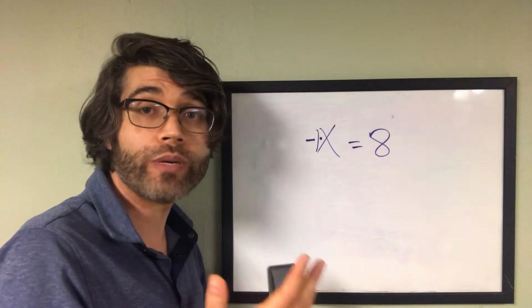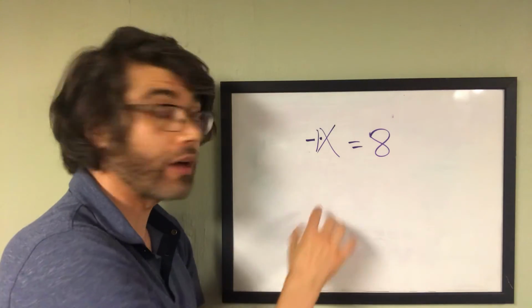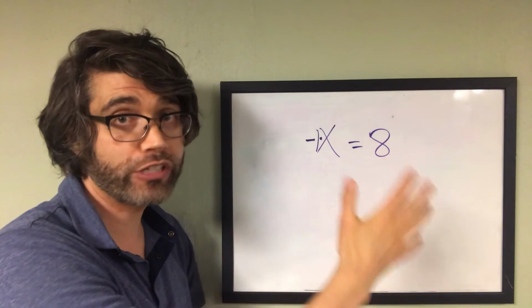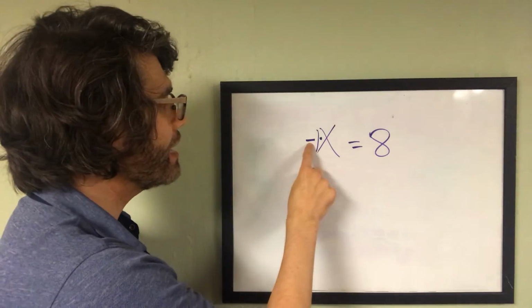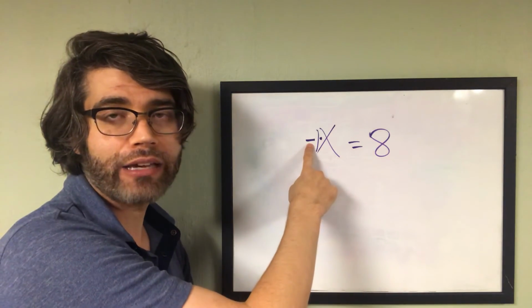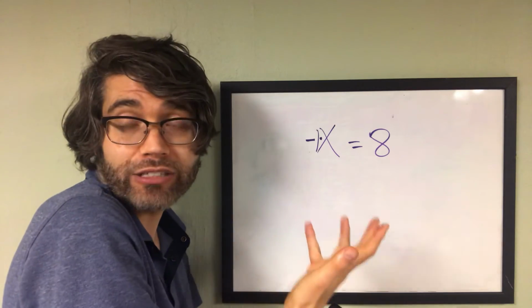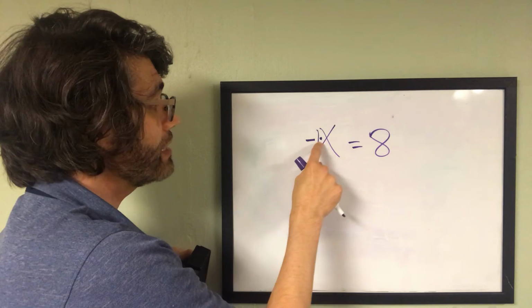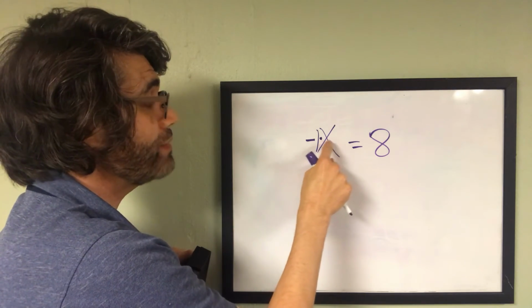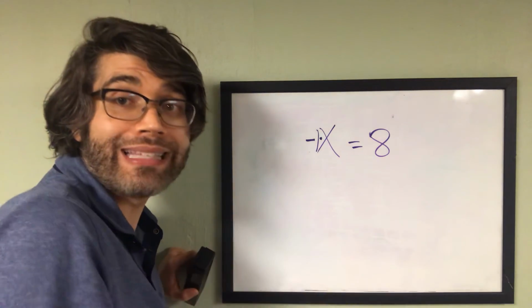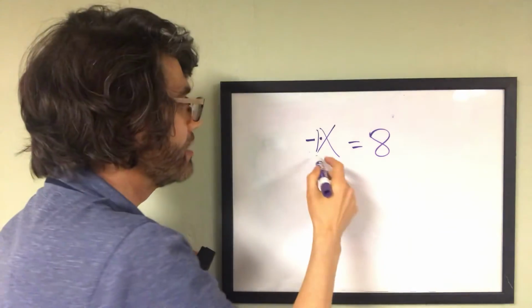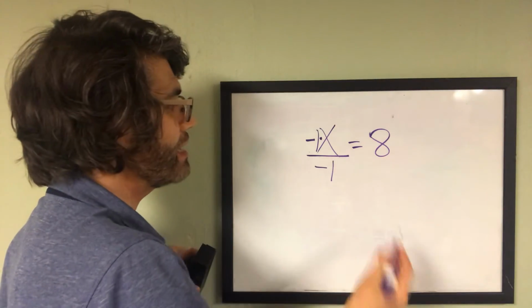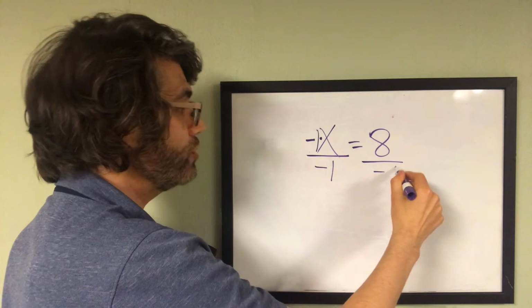So what do we need to do when we get to this point? Well, again, whatever you do to one side, you have to do to the other. So how could I neutralize this negative? How could I make it a positive, actually? So there are 2 ways. Right now, this is negative 1 times x. So let's undo that multiplication. So you divide by negative 1. Whatever you do to one side, you have to do to the other.